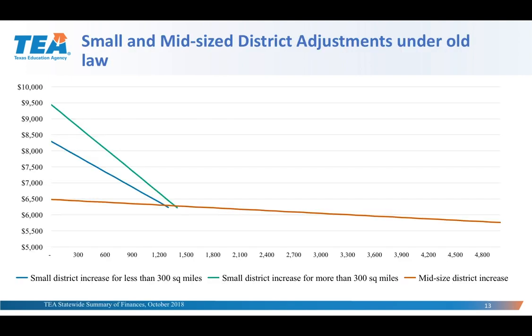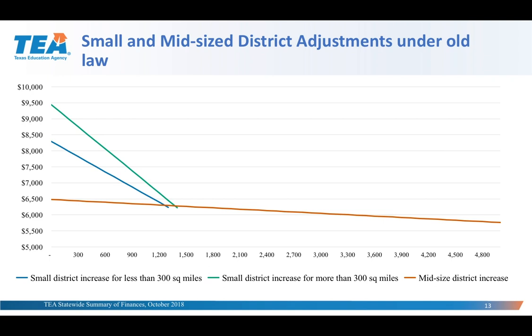This chart visually shows how the formulas worked as enrollment changes. The x-axis represents enrollment and the y-axis represents dollars. The blue and the green lines represent the small district adjustments, and the blue line is the one that was scheduled to slowly increase to the level of the green line. The orange line represents the mid-sized district adjustment.